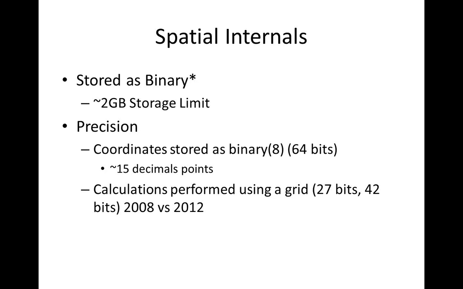So some of the methods will take more than 15 decimal points of precision, but anything beyond that usually gets truncated. And then when you do spatial calculations internally, SQL Server uses a grid, and it snaps those points to a grid. In 2008, it was a 27-bit grid, and in 2012, it was a 42-bit grid. So you get a lot more accurate precision moving to 2012.